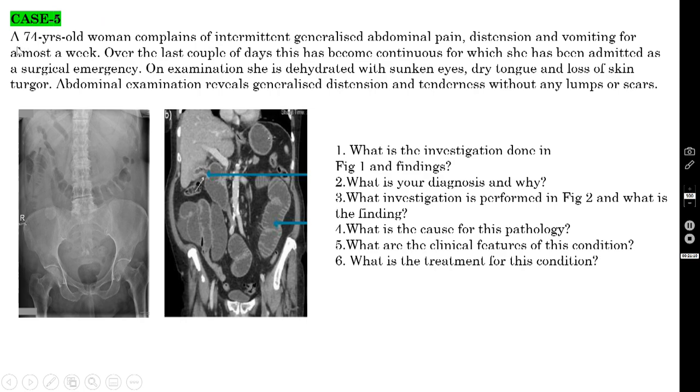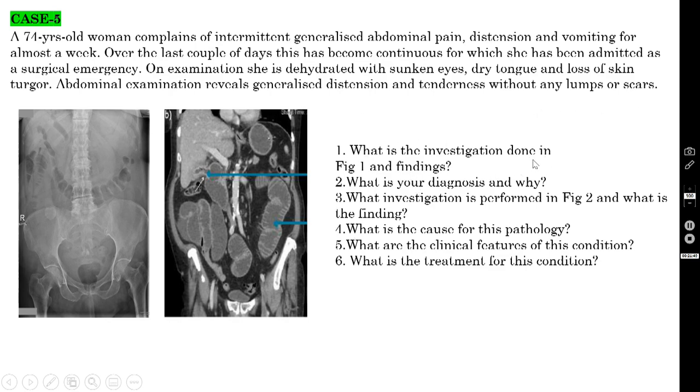So case number 5, a 74-year-old woman complains of intermittent generalized abdominal pain, distension, and vomiting for almost a week. Over the last couple of days, this has become continuous, for which she has been admitted as a surgical emergency. On examination, she is dehydrated because of repeated vomiting, with sunken eyes, dry tongue, loss of skin turgor. So she is dehydrated. Abdominal examination reveals generalized distension and tenderness without any lumps or any scar in the abdomen.